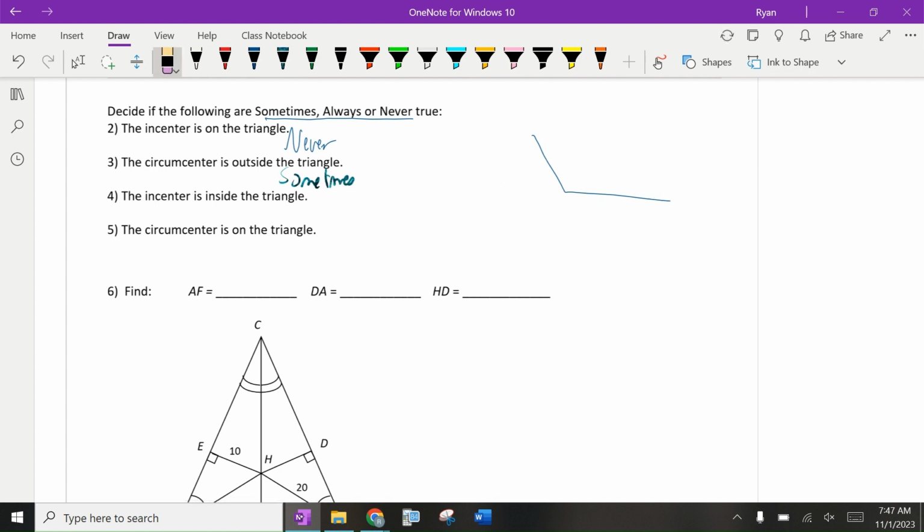Number four, I've kind of answered this one already. The incenter is inside the triangle. Whether the triangle is acute, obtuse, or right, that one is going to be always. And number five, the circumcenter is on the triangle. Can you think of a scenario where the circumcenter is on the triangle?